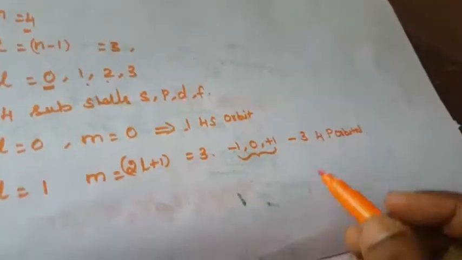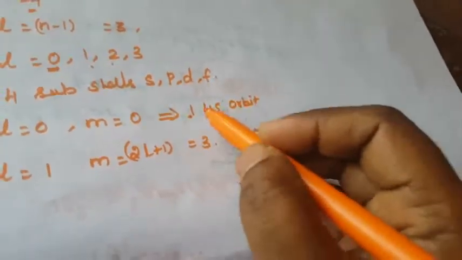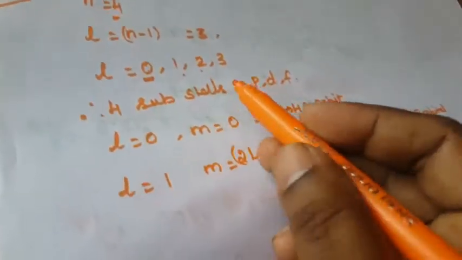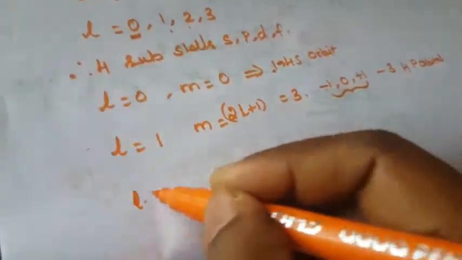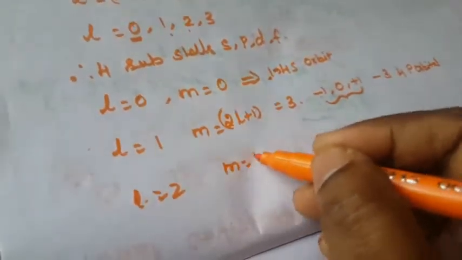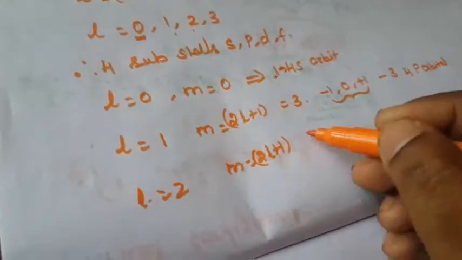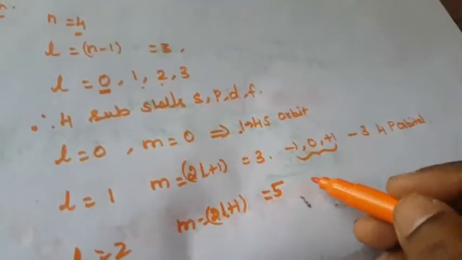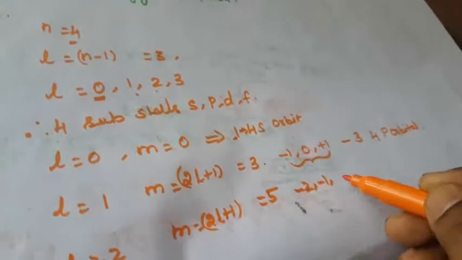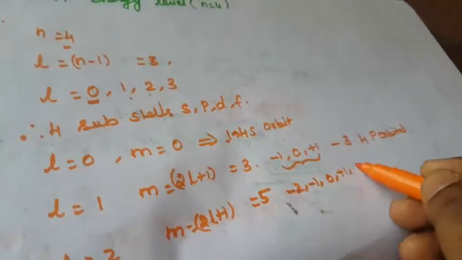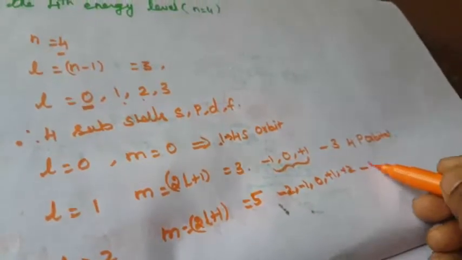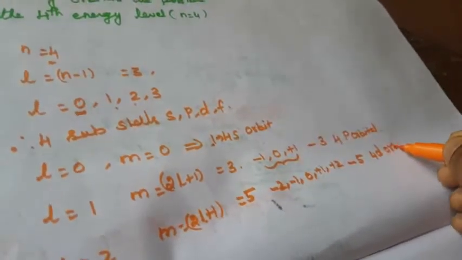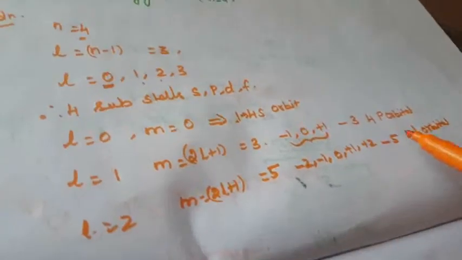That is 1 4s orbital, then 3 4p orbitals. Next one is L is equal to 2. For L is equal to 2, the number of M values is 2L plus 1, so equal to 5, right? So here how many values? That is minus 2, minus 1, 0, plus 1 and plus 2. The 5 values are possible. So 5 4d orbitals. Okay, d orbital has 5 subshells.